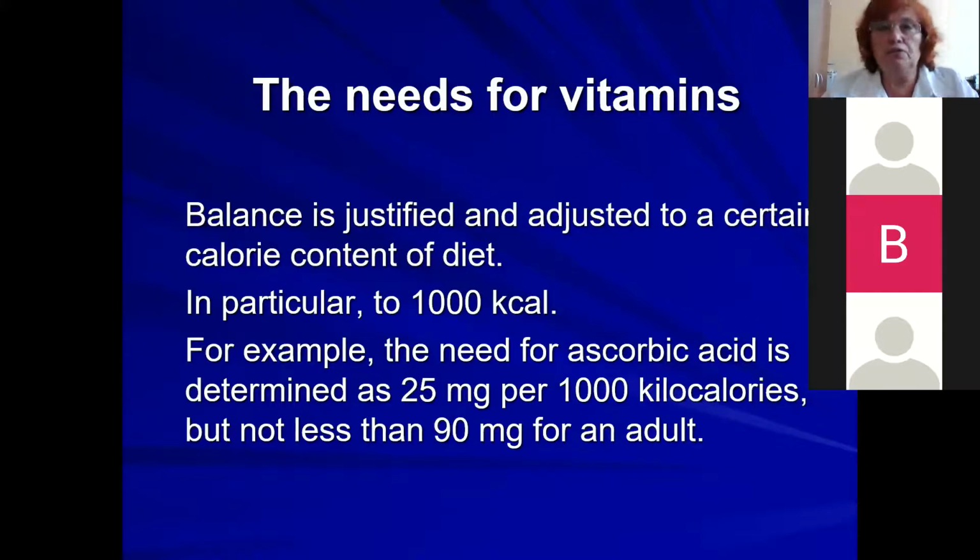The need for vitamins. Balance is justified and adjusted to a certain calorie content of the diet, in particular, to 1,000 kilocalories. For example, the need for ascorbic acid is determined as 25 milligrams per 1,000 kilocalories, but not less than 90 milligrams for an adult.